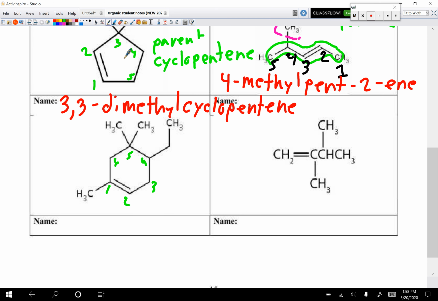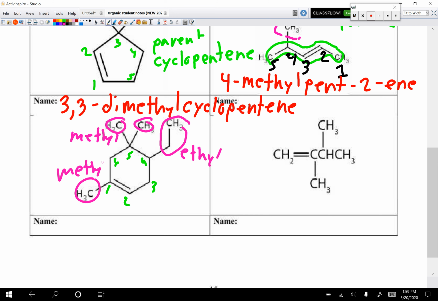So when we look at our branches, we have a bunch of methyls, and remember this one here, 2 carbons in a row, ethyl. These are methyl, and this is methyl. So when we're putting everything together, we know that we have a cycloalkene here, we have an ethyl branch, we have methyl, so we are going to have to put them in alphabetical order. So on carbon 4 right here, we've got 4-ethyl.